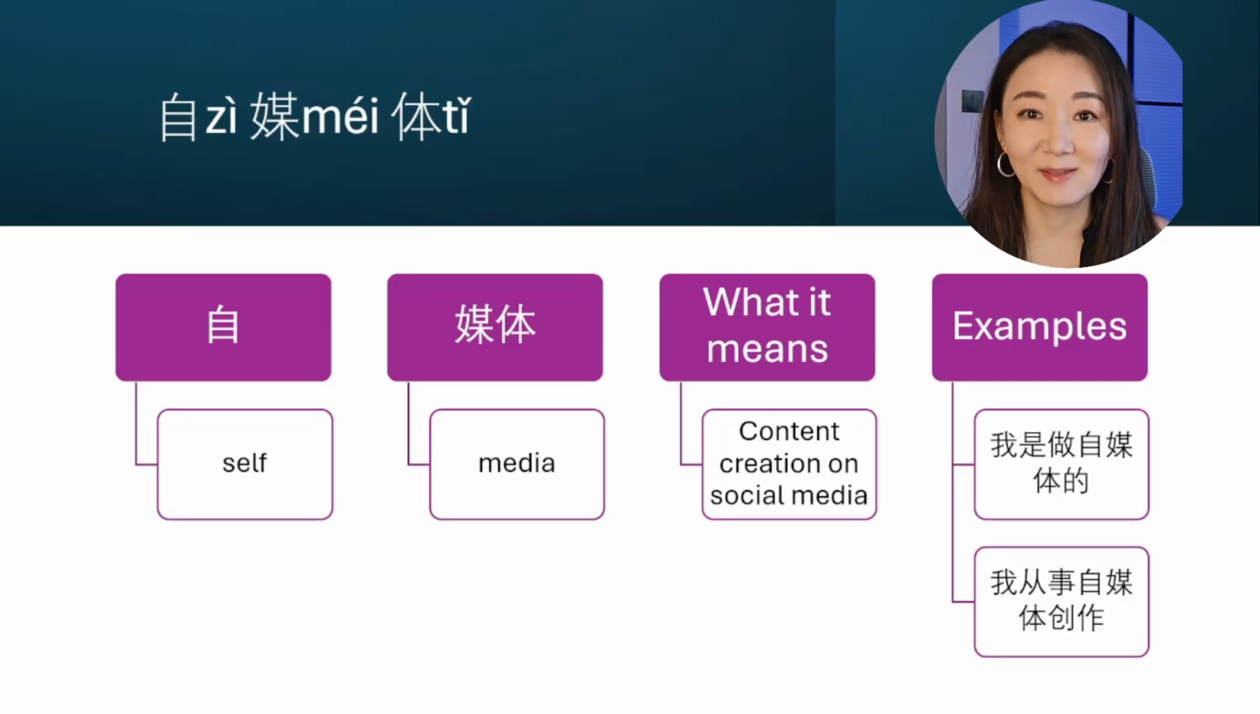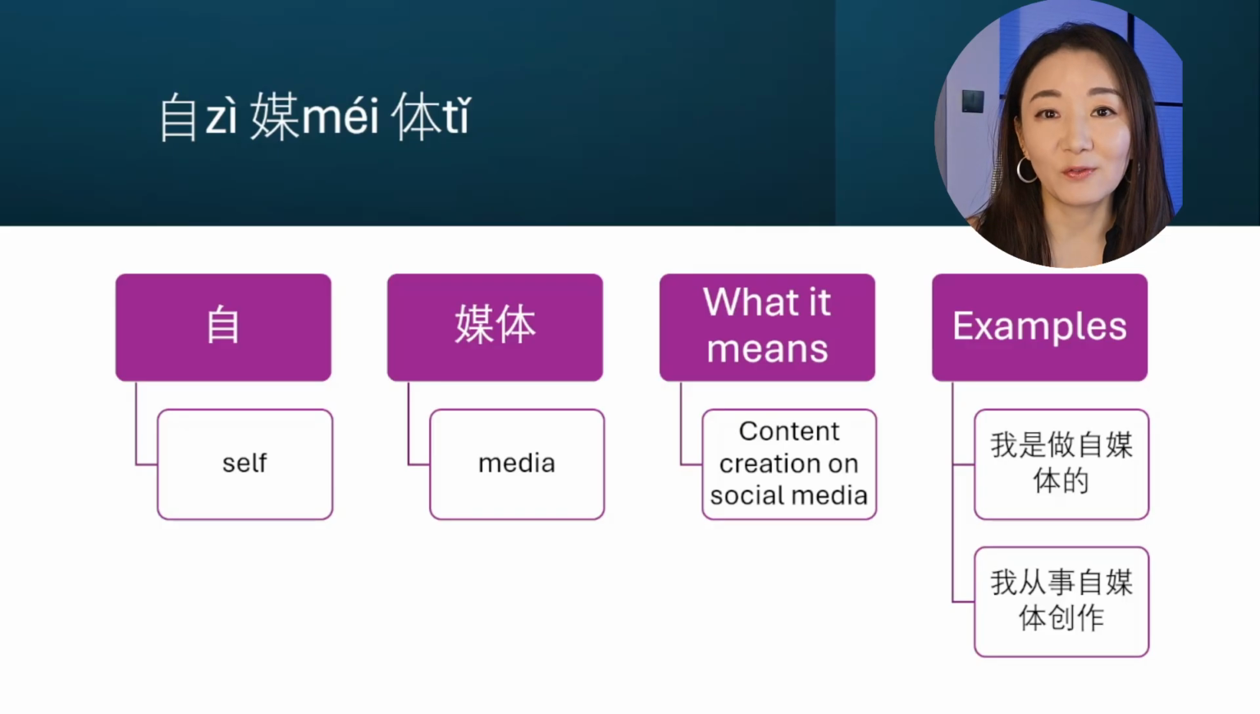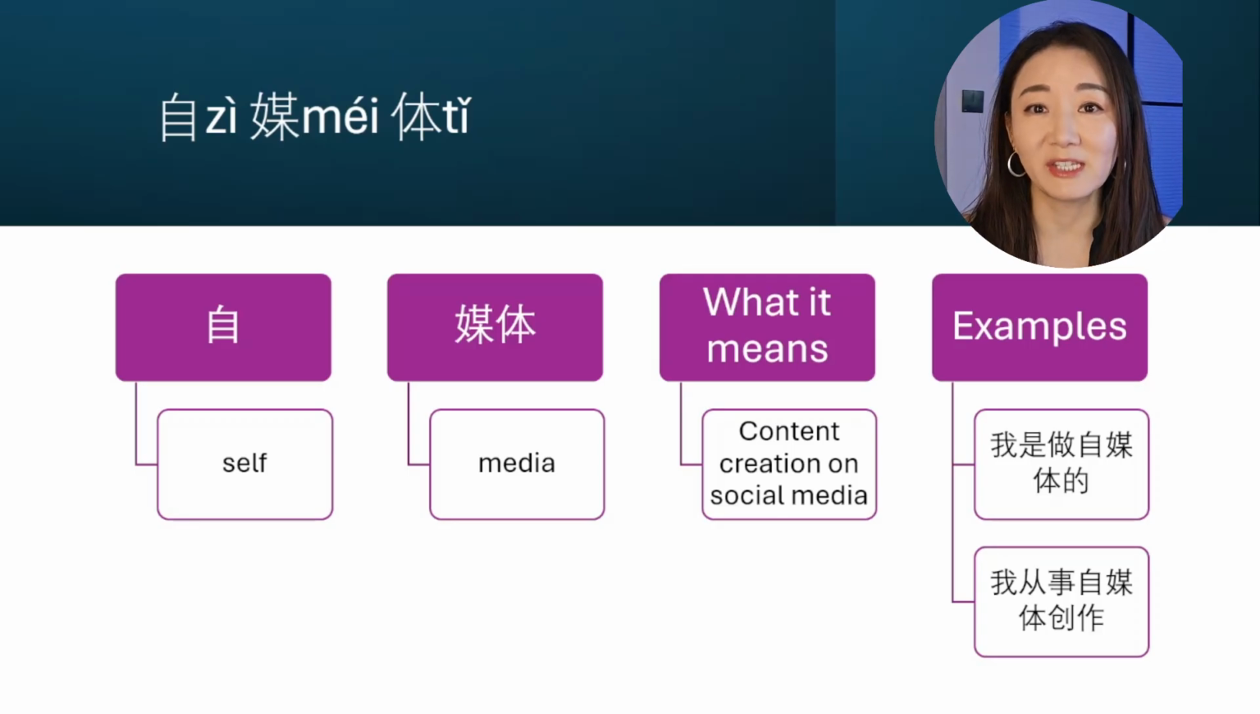The first one is 自媒体. 自 means self. 媒体 is media. So 自媒体 together means self-media. But that's a word-for-word translation. What does it mean really? It means content creation on social media. I have created another video in another YouTube channel of mine to explain why 自媒体 is called 自媒体, which is self-media. If you're interested in learning why, the link is in the description.